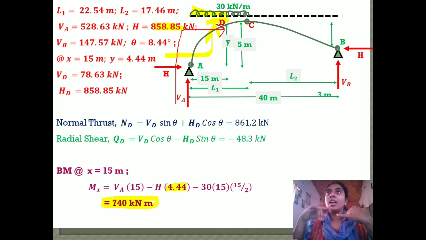Now apply the relationship between X and Y for any section for the parabola. Extend the parabola, replace L by 2L1 and replace H by H1. Now differentiate and find theta. Apply the formula, find the normal thrust, radial shear, and take this section, find the bending moment. Consider the left or right of the section to find the bending moment.